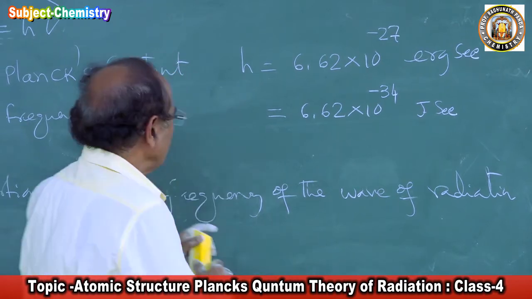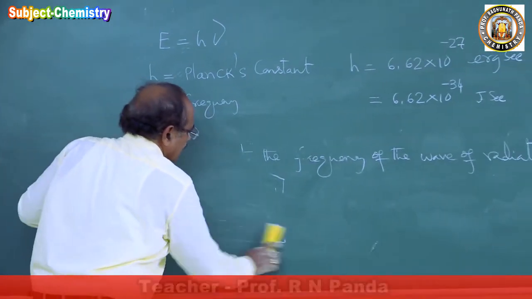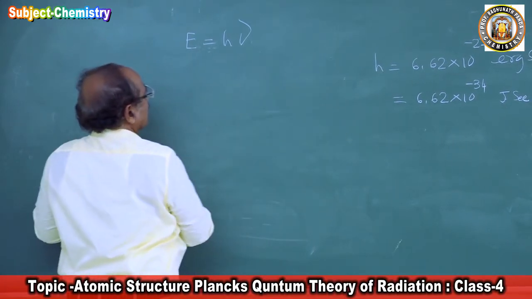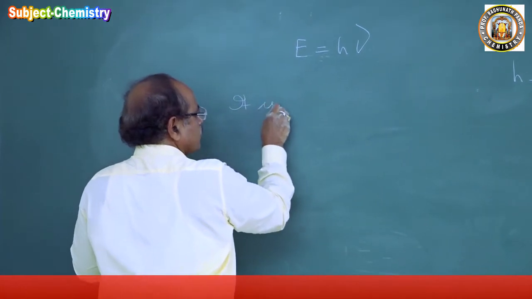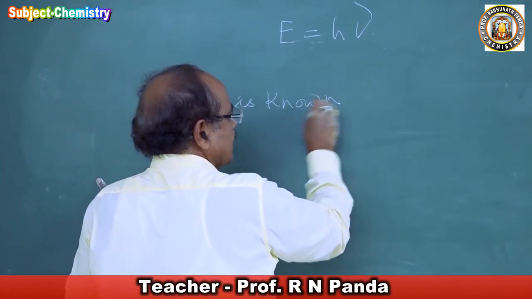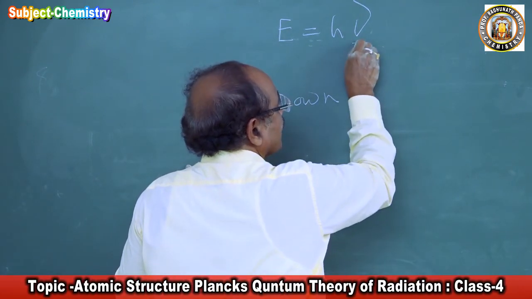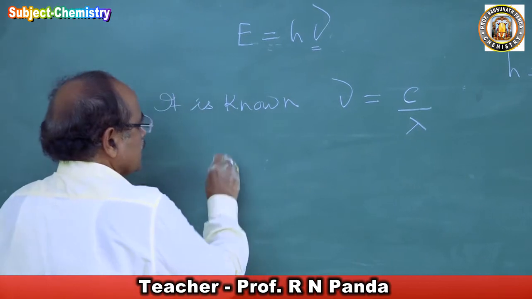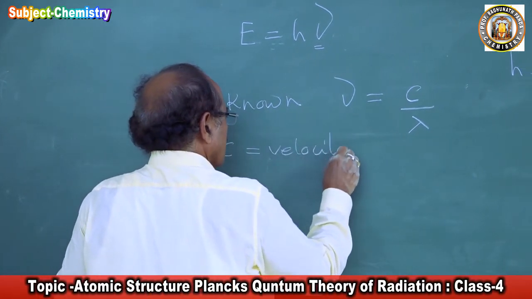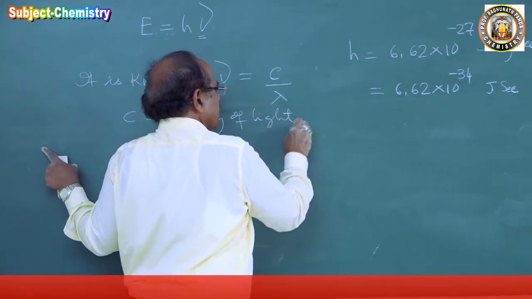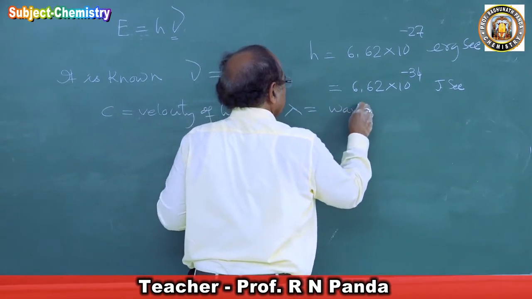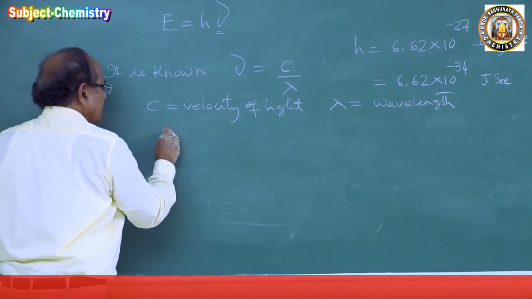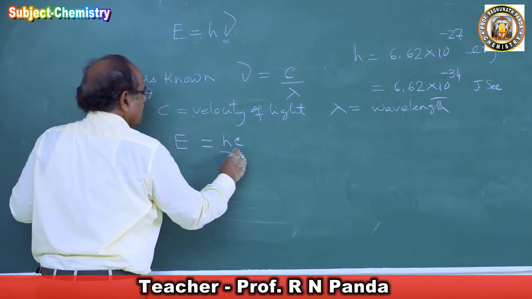erg second. So what we learn now from this: if you go to the theory of electromagnetic radiation, E equal to H nu, where H is the Planck's constant. Now it is known from the theory of electromagnetic radiation that nu is equal to C by lambda. C is the velocity of light, and lambda is the wavelength. So if you put the value of nu here, E is equal to H into C by lambda.